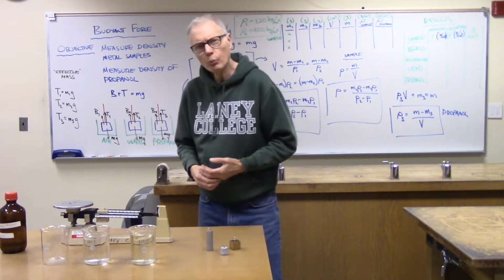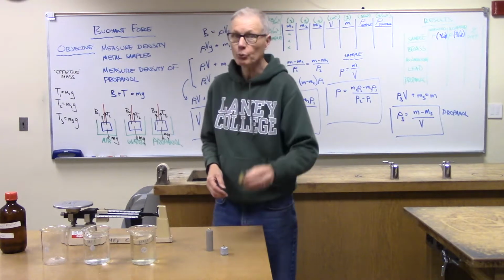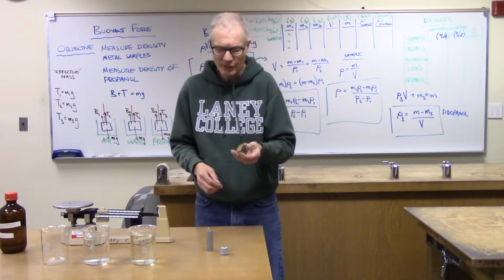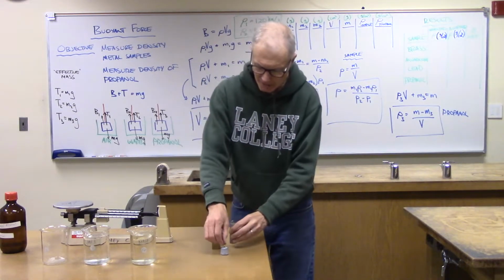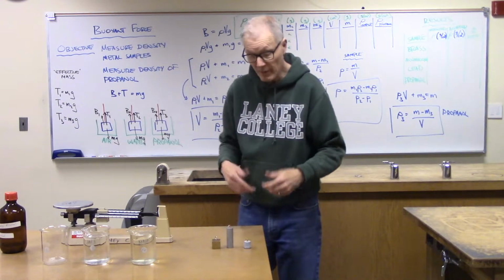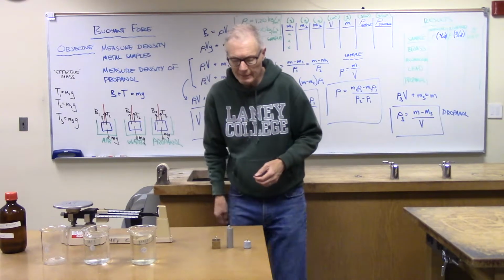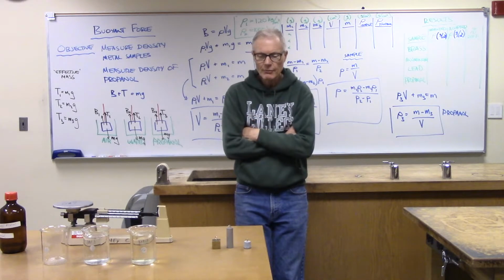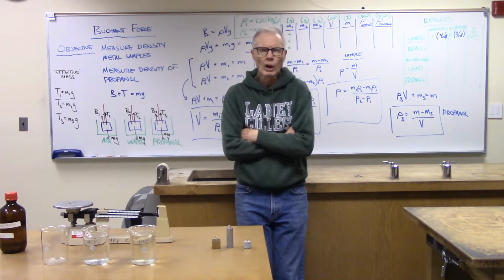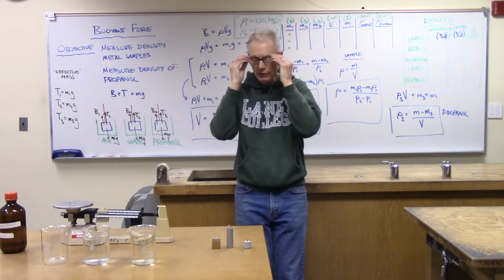And so for this week's lab, what we're going to be doing is we're bringing out our metal samples. Here's brass, and here's aluminum, and here's lead. And we're going to measure their densities, but these densities are going to be measured differently from before. We measured the densities of these back in week 1, I think, of the class.